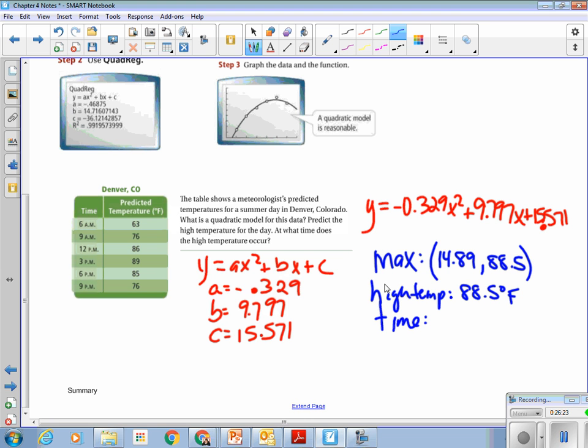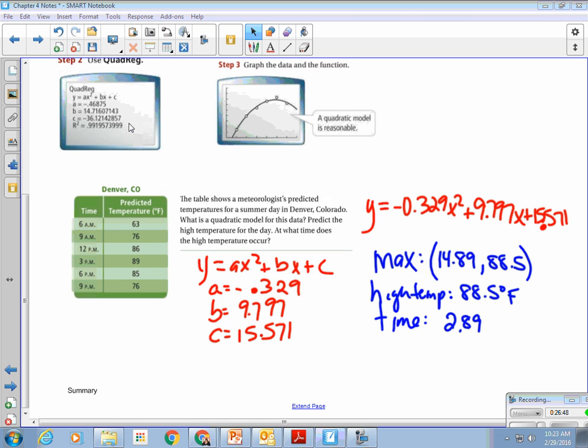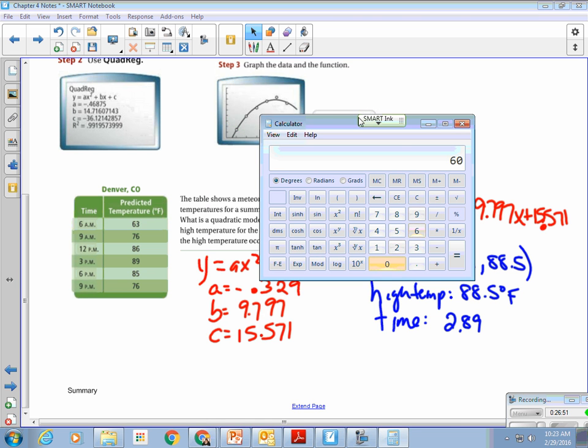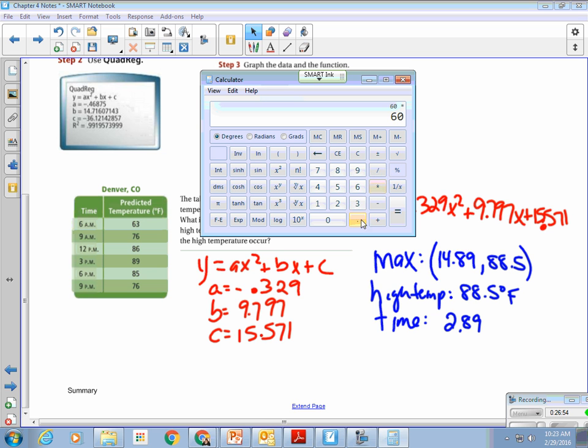minus 12. So 2.89. But we usually don't refer to time as 2.89 o'clock. So we have to convert the 0.89 into minutes. How many minutes are in an hour? There are 60 minutes in an hour. And if I times that by 0.89, that's 53. So it's 2:53.